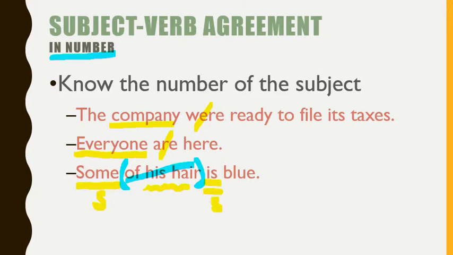Now, here's an exception. If you pulled out, say, 5 strands of hair from this guy, and you laid it out on the table, and you're looking at these 5 strands, and 3 of them were blue, then in that case, you're actually counting things, and you have multiple things, which are 5 in this case, and 3 out of 5 are definitely plural. So in that case, you would say, some of his hair are blue.